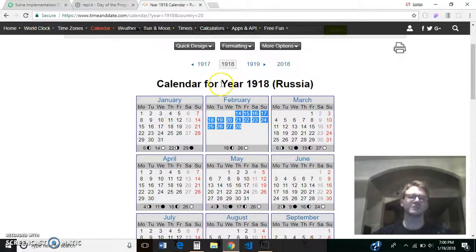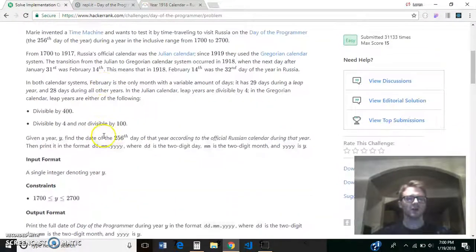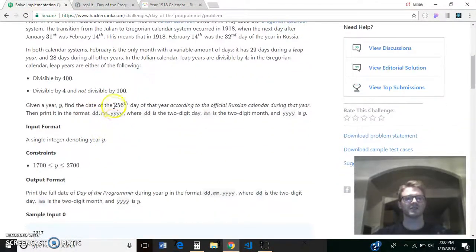So they switched from the Julian calendar to the Gregorian calendar, and those calendars calculate leap years differently. So they were off by 13 days for the new calendar they were going to. So this is how they fixed it. There's also a holiday in Russia called Day of the Programmer that is the 256th day of the year. So our job is to write a function that will tell us which day of the year is the day of the programmer, the 256th day.